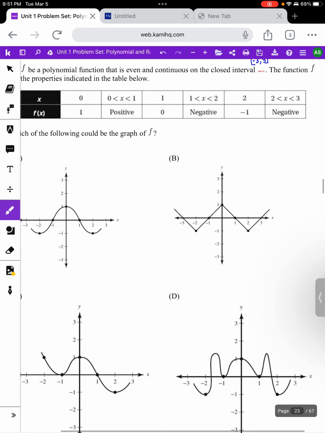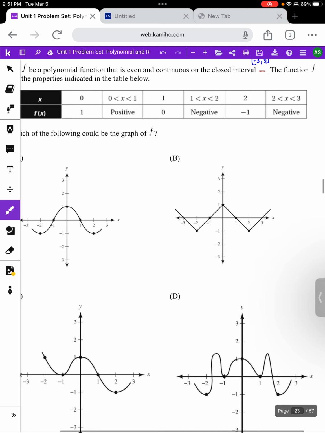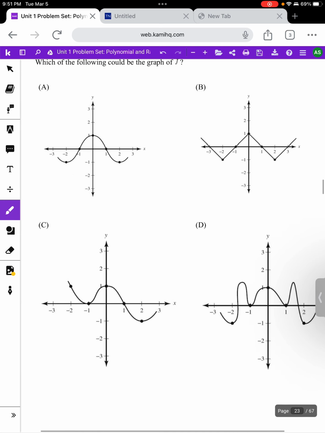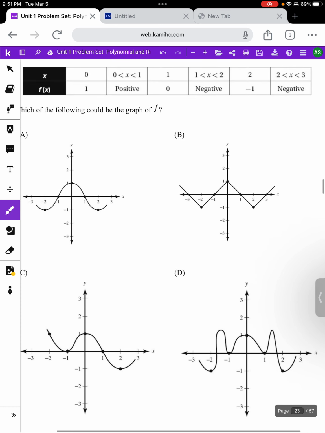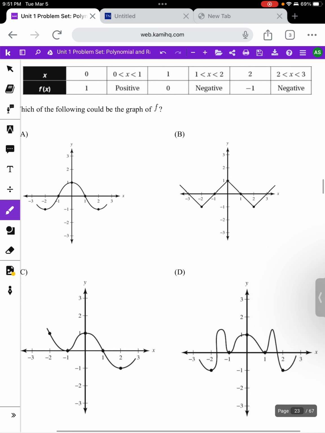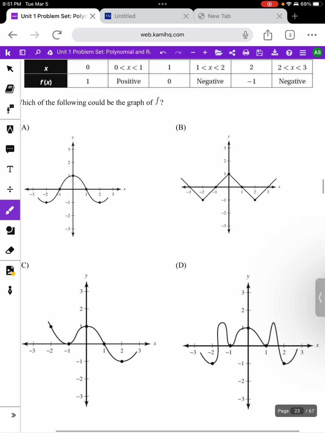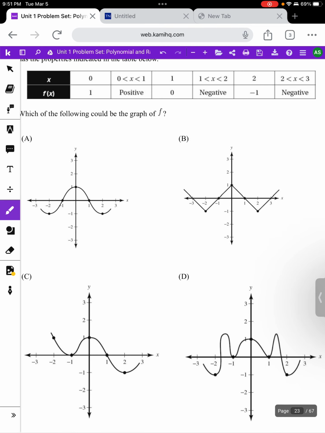Okay. So when x is 0, f is 1. That's true on all 4, so that's not a helpful piece of information. Between 0 and 1, it's positive. So that means it's above the x-axis, which is true for all of these. Okay. At 1, it equals 0. Also true for all of them. Between 1 and 2, it's negative. Yep. Actually, no. D is now out.